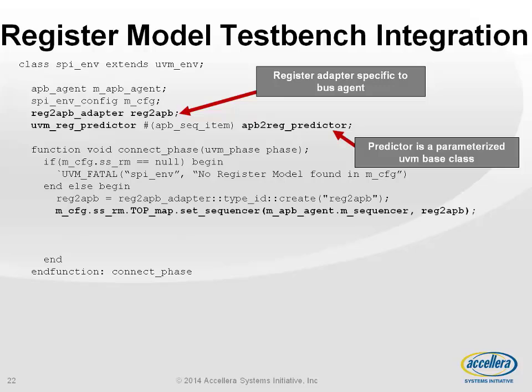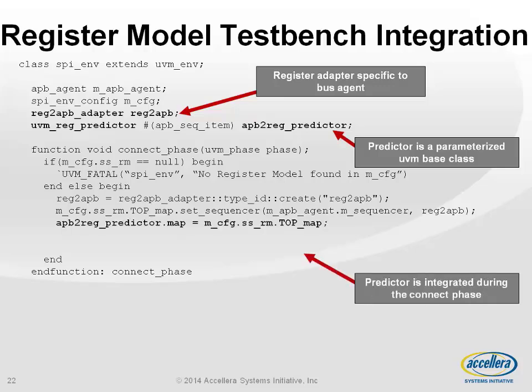So we set our sequencer, we set our predictor. The map for the predictor is going to be the one that was passed in through the register model in the config. So the predictor needs to know what that address map is because it has to refer back to it to get access to the converter and to know the addresses. So we integrate that there. We also set the adapter in the predictor as well. So that's the reg to APB. So everything there is done in the connect phase.